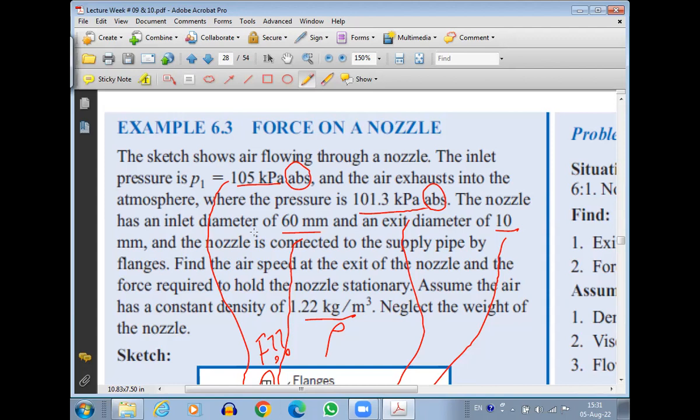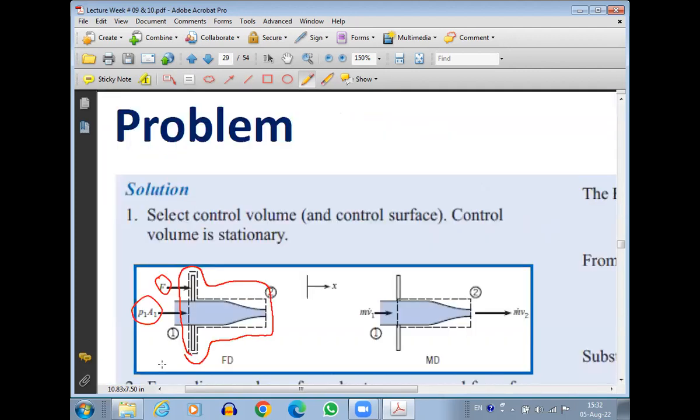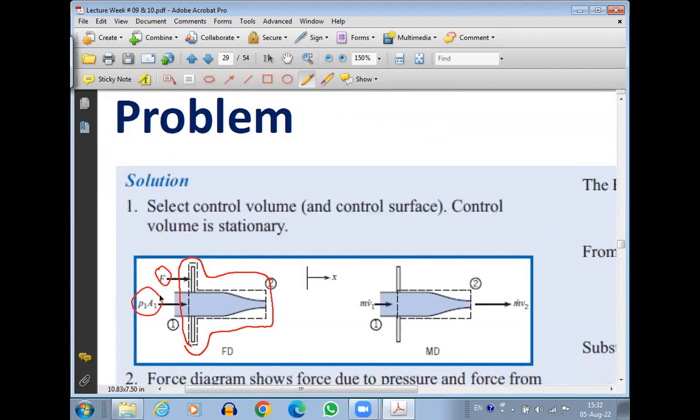But since the fluid is air, and we know that air is very light compared to water or any other liquid, you can see that the density of water is 1000 kg per meter cubed. The density of air is about 1 kg per meter cubed, about 1000 times less than water. So since the air is very light, we can also ignore the weight of the air. It's already mentioned in the question to neglect the weight of the nozzle. So we are neglecting the weight of the nozzle as well as the weight of the air. So there won't be any weight acting in the downward direction. So in the force diagram, we have only these two forces, and that's it. So now let's talk about the momentum diagram.